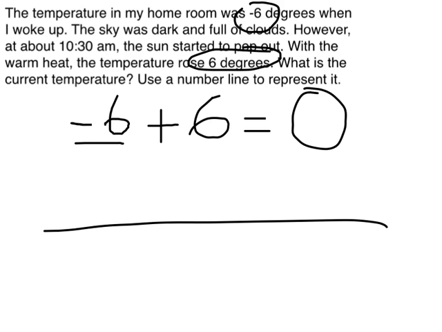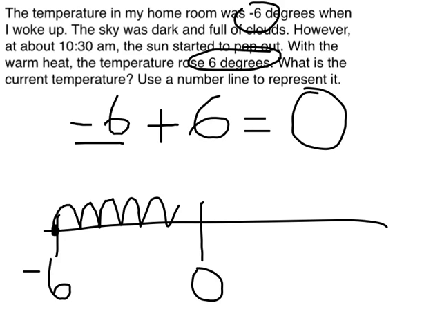Let's show it on a number line. I know that I'm starting at negative 6. Since I'm adding a positive 6, I know I'm moving to the right 6 spaces. So let's do that. 1, 2, 3, 4, 5, 6. I'm left with 0. All right, guys. This should be super, super easy. Let's practice.